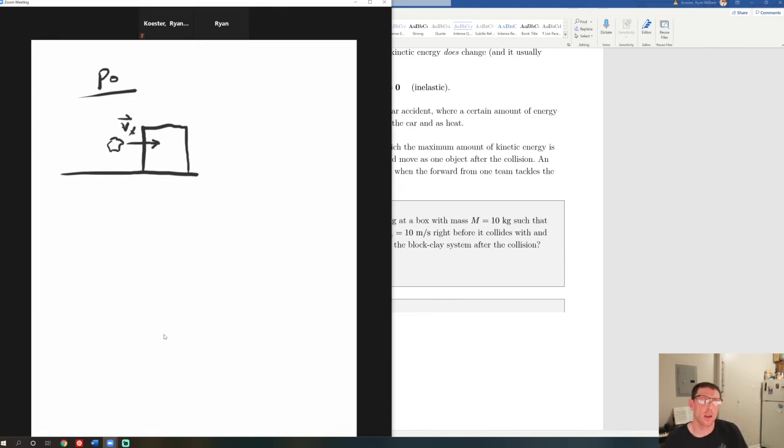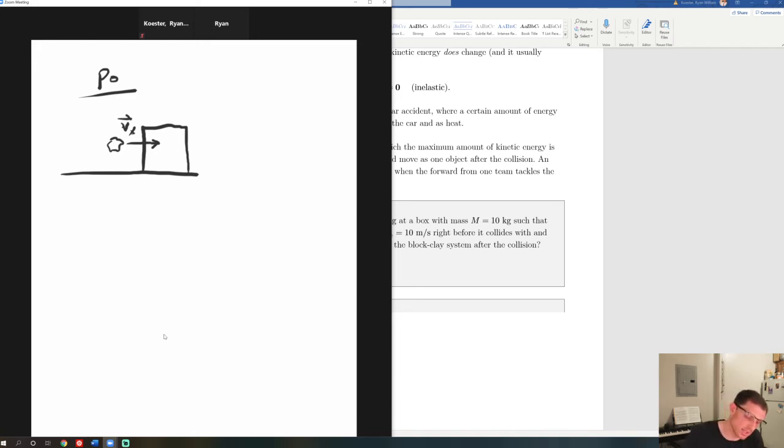I wanted to look at some simple one-dimensional examples before we work on two-dimensional examples, and so we're kind of just ignoring what's happening in the y direction. It's probably not really possible to throw a lump of clay at a box so that it only has an x component of velocity, but let's just pretend that we can for the time being. We can certainly throw it so that it has a negligible y component of velocity, and that's what I want to think about here.